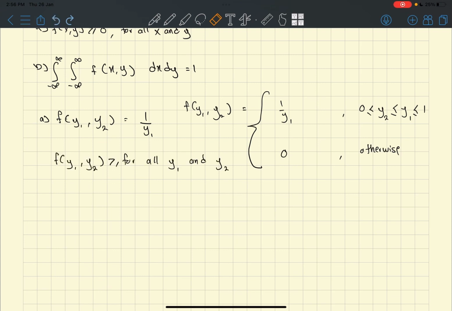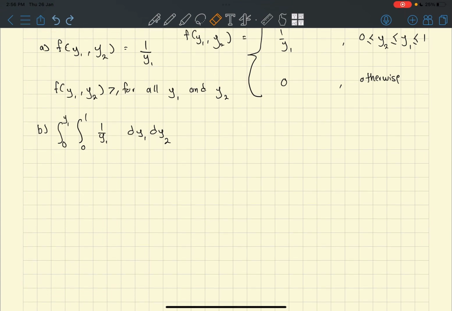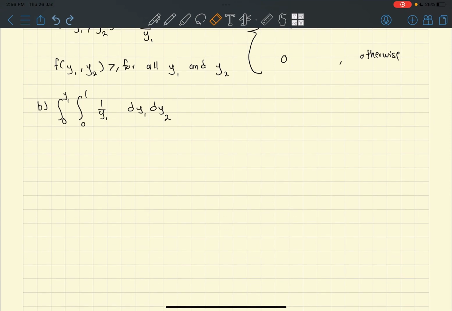So it will be satisfied. So the problem is B, when we need to integrate the function. So we need to integrate it one by one. And now we have 1 over y1. When we integrate it, we will get y2 over y1, with the limit 0 to y1.